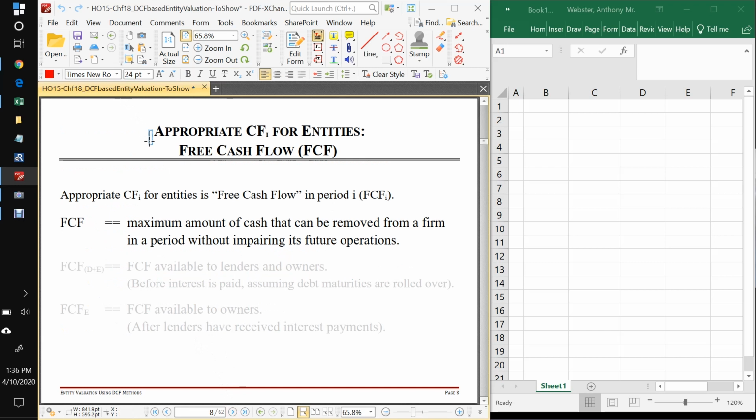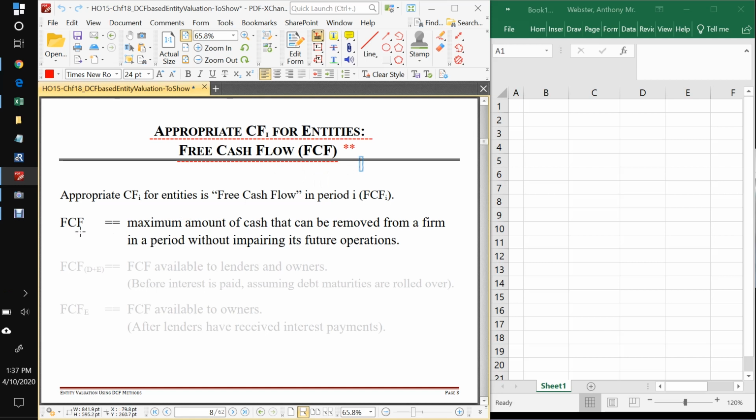So let's start with the appropriate cash flows for valuing entities. The appropriate cash flows for valuing entities, the cash flows we're going to get out of the entity if we go ahead and own it, are called free cash flows. So this is very important. You really need to know what free cash flows are.